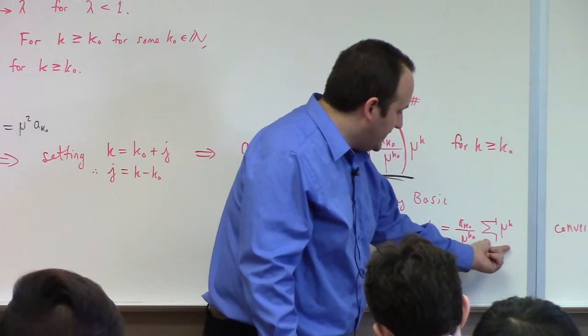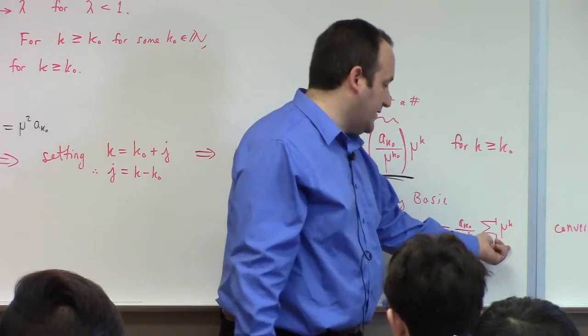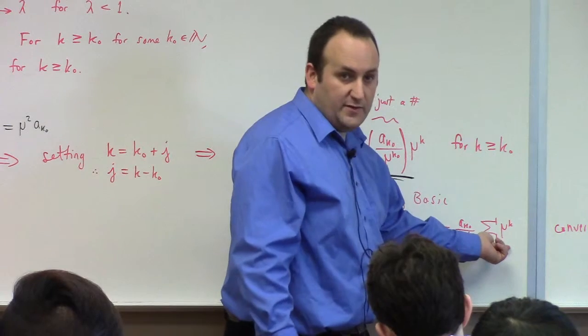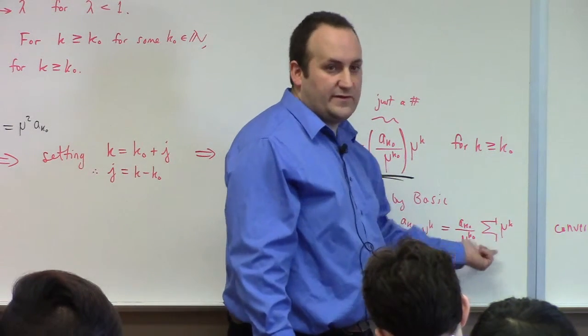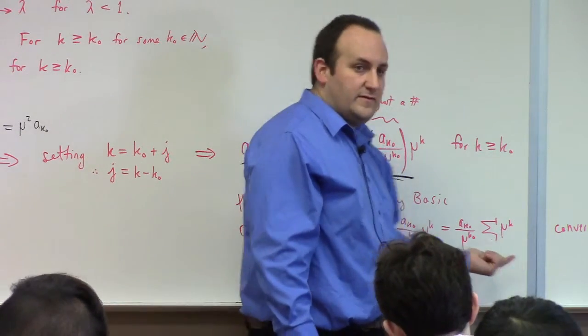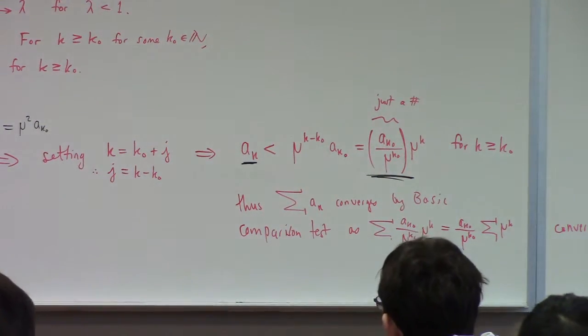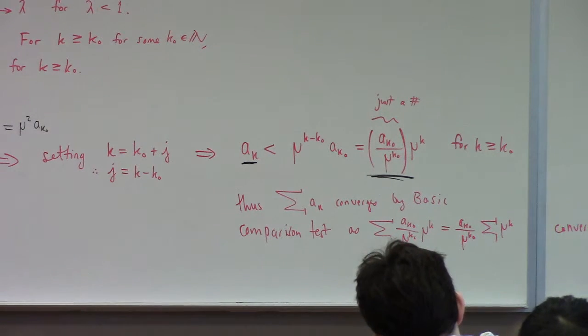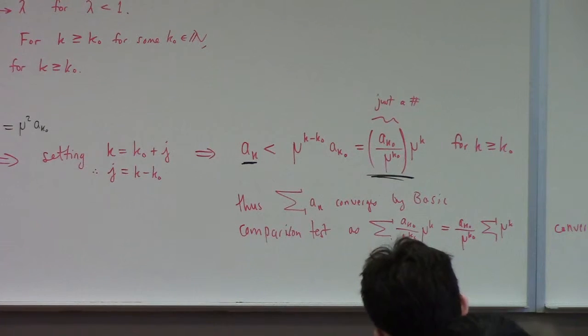And then I've got this series built from, well, it's a geometric series with ratio mu. But hey, mu is less than 1. That converges. Convergent series times number, convergent. So by a basic comparison test, the series converges. Again, it's really the geometric series that's driving this argument. That's the heart of it.